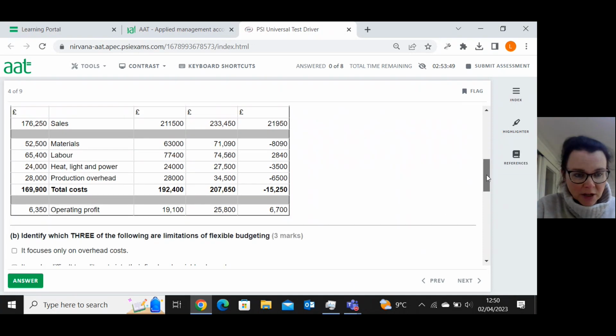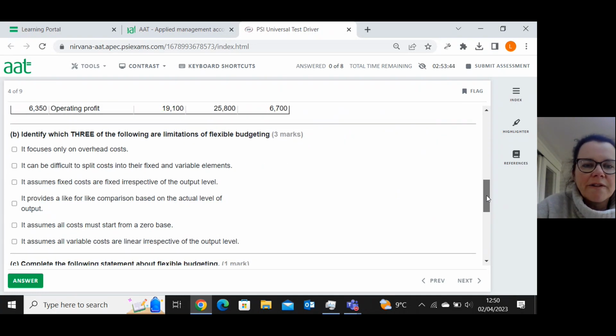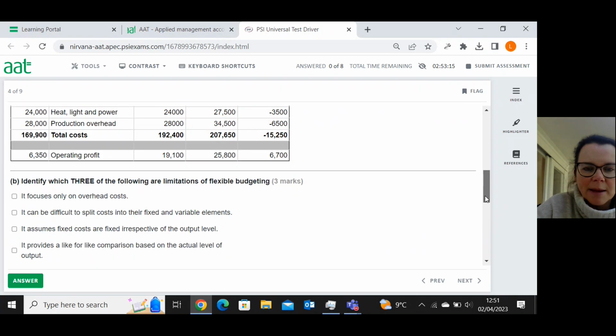Identify which three of the following are limitations of flexible budgeting. Right, so flexible budgeting, that's where we've obviously prepared the budget for the actual activity level that was achieved so that we can compare and therefore control our costs. So it focuses only on overhead costs. No, it's got all costs go into the flexible budget. We've just done one up here. It had sales, materials, labour, etc. as well.